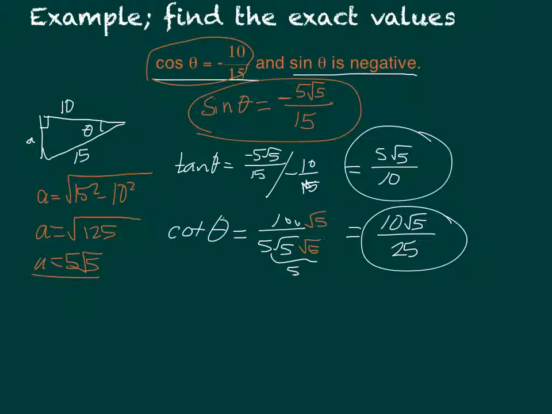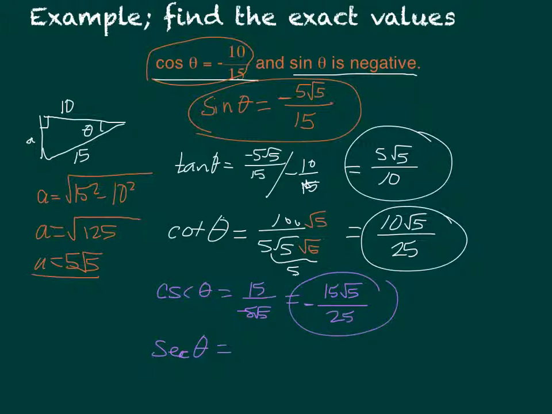All right, and the next step is the cosecant of theta, which is the inverse of sine, and secant of theta, which is the inverse of cosine. So cosecant of theta is equal to the inverse of sine, which is 15 over negative 5 square roots of 5. And we need to rationalize, giving me 15 square roots of 5 over 25, and that's negative. And finally, the inverse of cosine is negative 15 over 10. And that's your final answer.